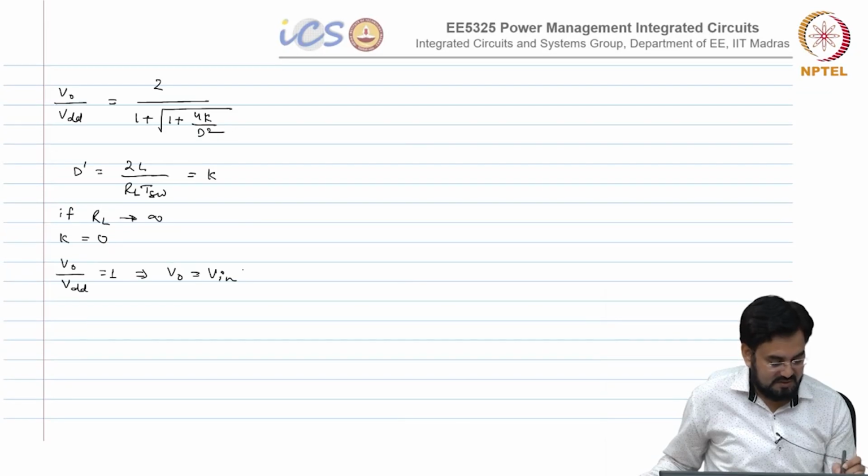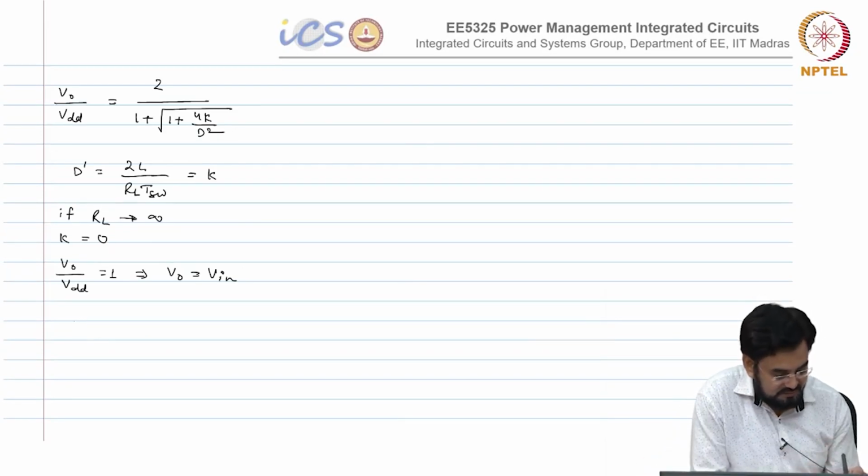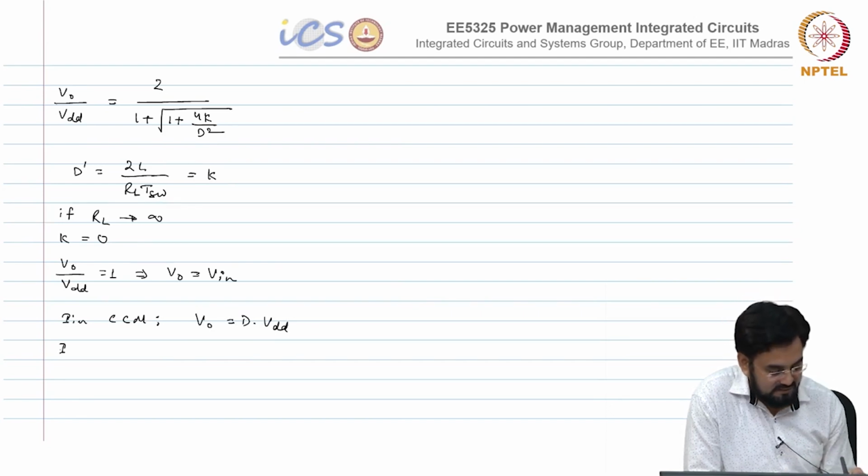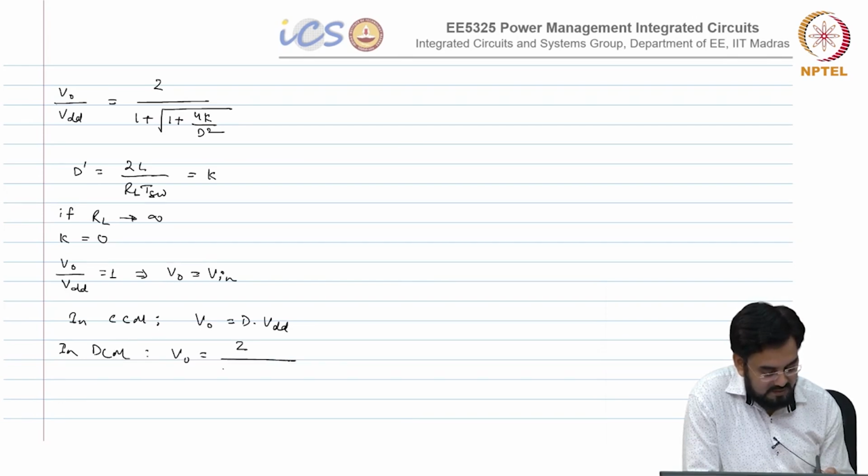So, now we have two equations. In CCM, V out equal to D times VDD. In DCM, V out equal to 2 over 1 plus square root of 1 plus 4k over d square.